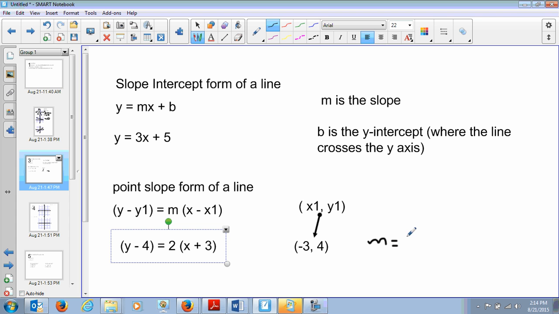It means we went up 2 and over how many? Well, let's think about that. All the whole numbers can be written as fractions. So if your slope is a whole number like 2, you just put a 1 underneath there. Or you could just leave it 2. But that means we go up 2 and over 1.